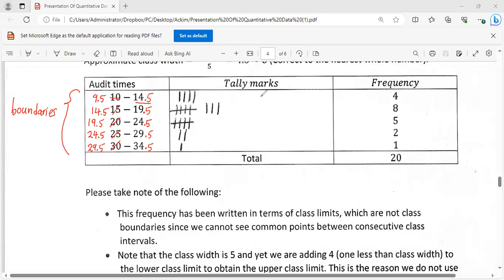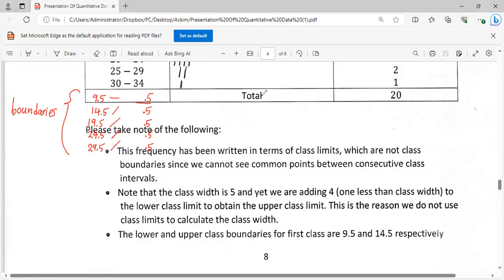Then the bottom part, I think, was just a note. So that was how you go about it, unless there is a question. So note that in the class with width, we had 4, 5 with width 2. The lower limit is used to obtain the upper class limit. This is the reason we do not use the limits to calculate the class width.